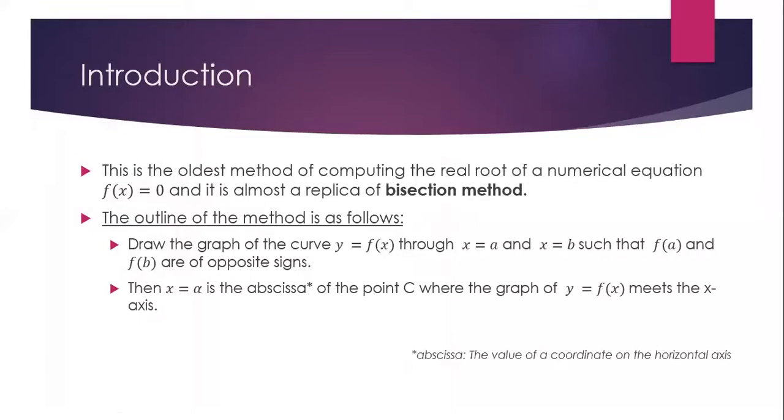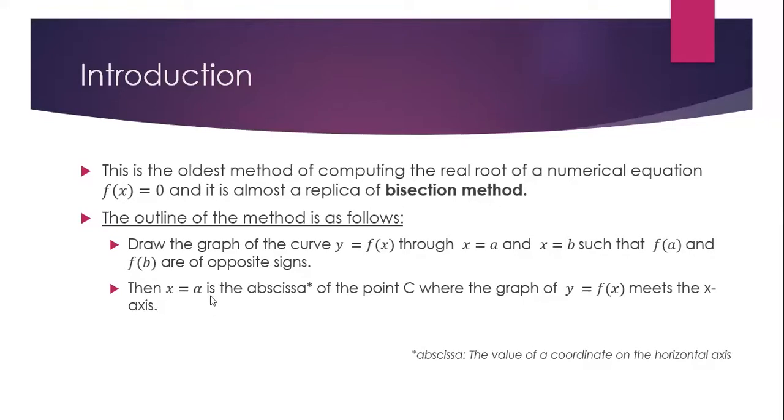The bisection method that we discussed earlier works like this: we have a curve y = f(x), and we have to find a root between a and b such that f(a) and f(b) are of opposite sides. The outline is similar here. f(a) into f(b) would be less than 0, so f(a) and f(b) are of opposite sign.